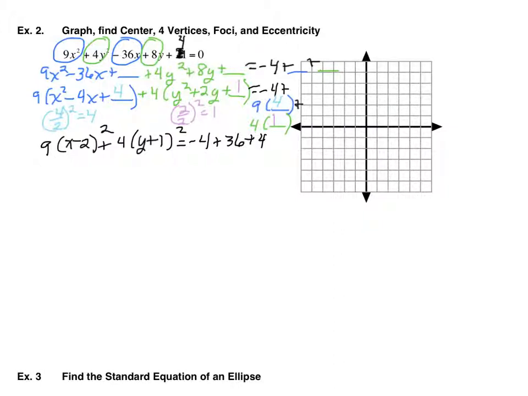And what happens to the 4's? The 4's cancel. And so what we're really left with is 9 times x minus 2 squared plus 4 times y plus 1 squared equals 36. That's why you're going to thank me. Because you notice that the 9 and the 4 here are factors of 36. Now flip your paper over and tell me what you notice about the general form of the equation of an ellipse on the right-hand side. It always is what?